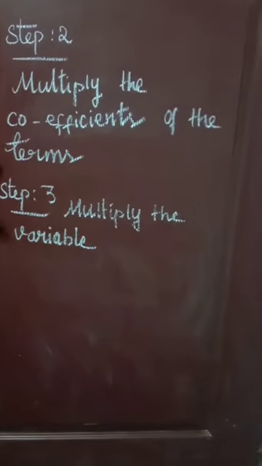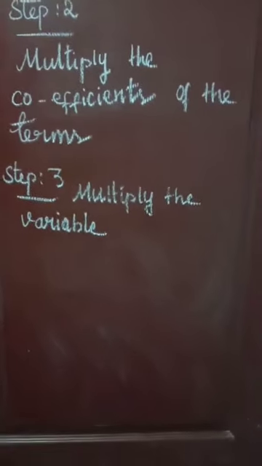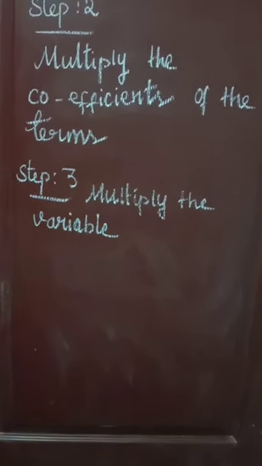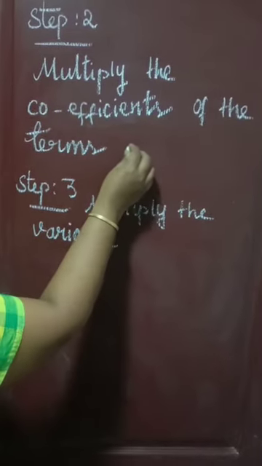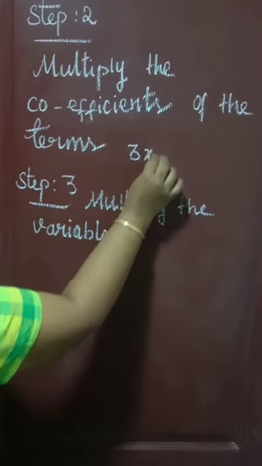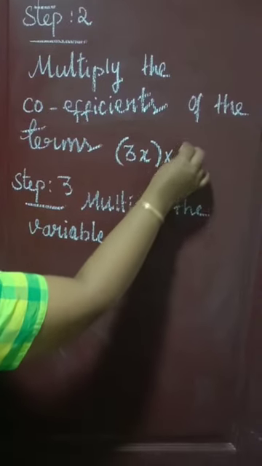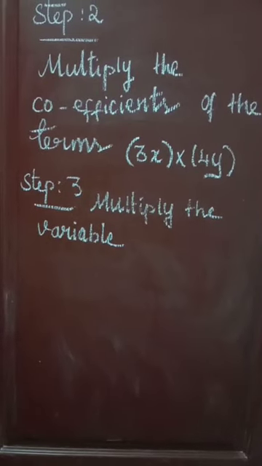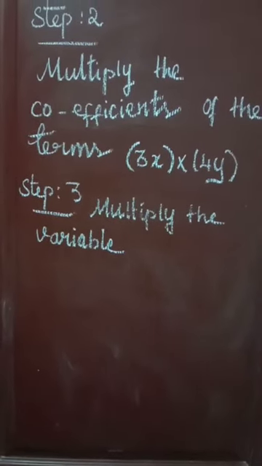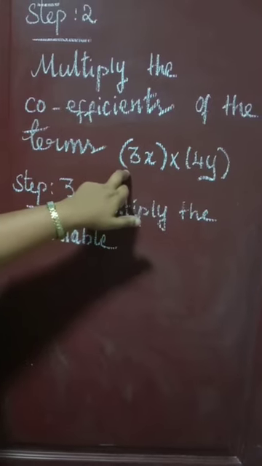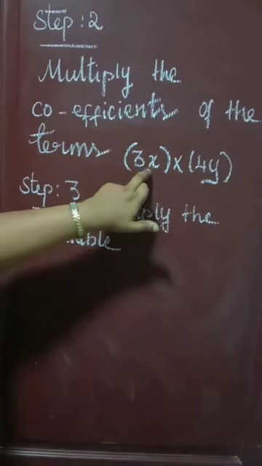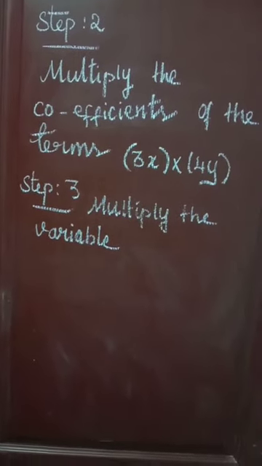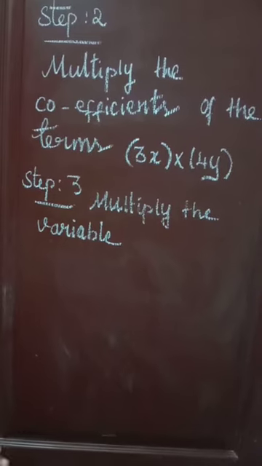The second step is to multiply the coefficients of the terms. Do you remember the word coefficient? Yes. So, 3 into x, and next 4 into y. What is the coefficient of x? Coefficient means the number before the variable is called the coefficient.